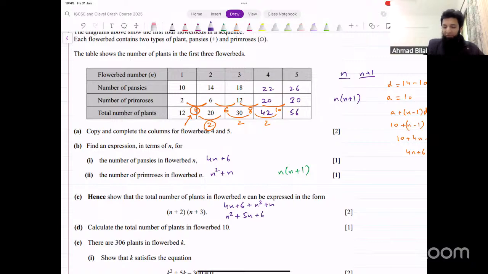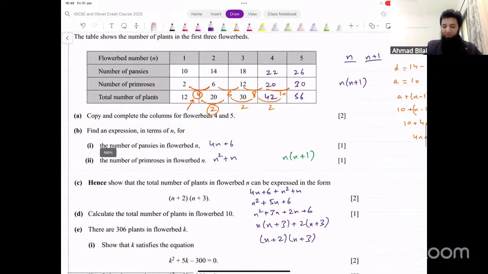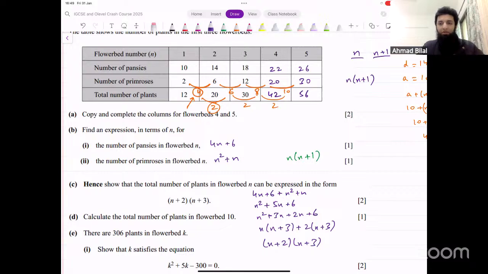And now we have to factorize this using middle term breaking. 1 times 6 is 6. What are the factors of 6 that add up to 5? You can use 3 and 2. So it becomes n squared plus 3n plus 2n plus 6. n times (n plus 3) plus 2 times (n plus 3). And you get two factors from that, (n plus 2) times (n plus 3). And that's what you had to do in this part. That's part C. Okay.